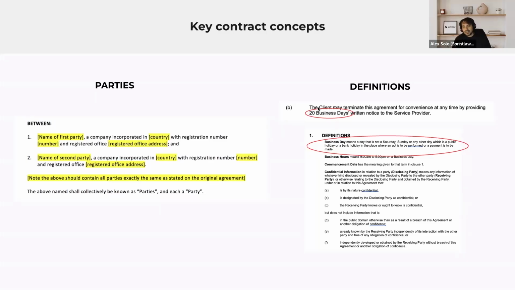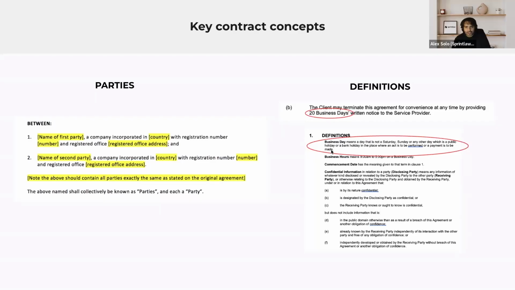And so, for example, you can see here, part of a contract might say this client may terminate the agreement for convenience at any time by providing 20 capital B business, capital D days written notice to the service provider. Because the term business days has been capitalized, we can go over the definitions and see, business days means a day that's not Saturday, Sunday, or any other day which is a public holiday or bank holiday in the place where an act is to be performed or a payment is to be made.